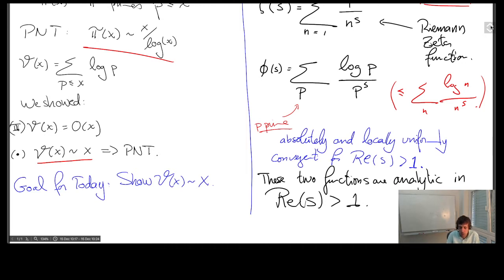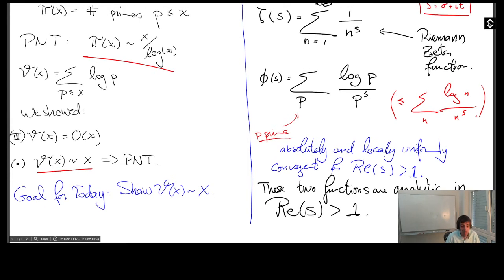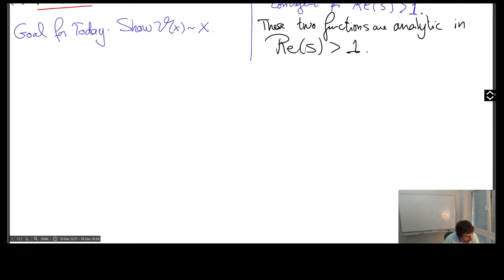Okay, and so phi of s clearly seems to have something to do with prime numbers. The prime numbers show up, but actually we're mostly going to deal with the Riemann zeta function, and it's not obvious as of now what it has to do with the prime numbers. Why did we define this function, and why does it have anything to do with the prime numbers? And so this comes now.